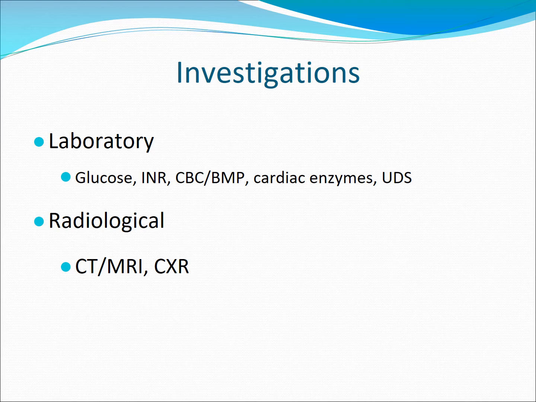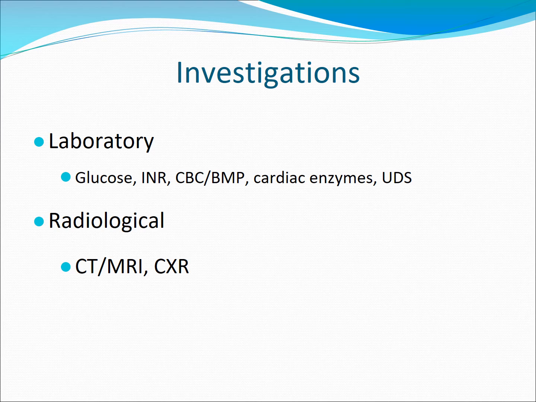These are the tests. Again, like I said, glucose is an important one. INR is an extremely important one because you cannot give IV TPA to patients whose INR is more than 1.7. In the CBC, there are a couple of important ones. If a patient has a low platelet count, 50 to 100,000 or lower, they should not be given intravenous TPA because the risk of bleeding goes up.